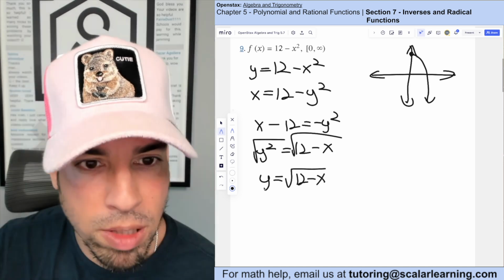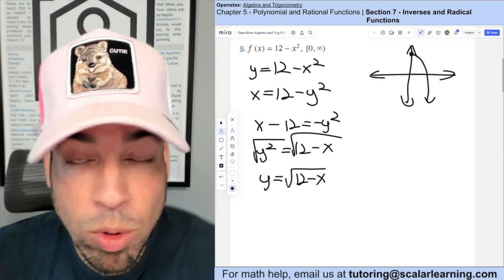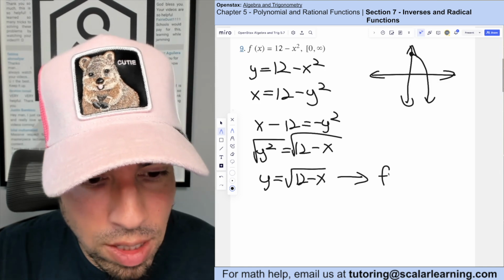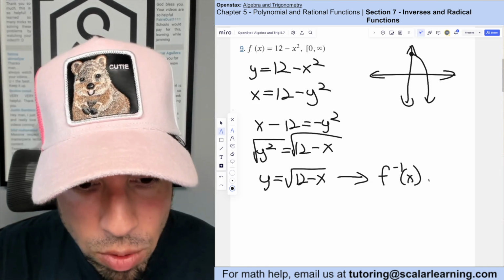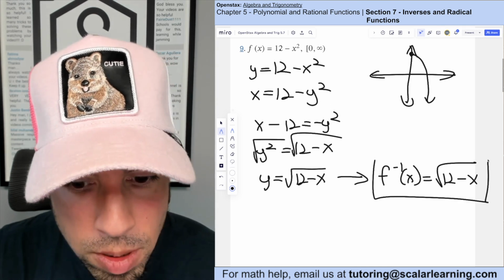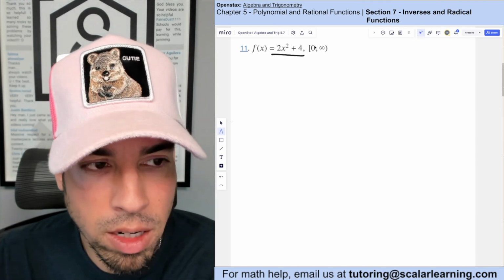Now, normally it'd be plus or minus, but because we've restricted the domain here, we don't have to, we're basically not including the negative side. So this is our final answer. So we can say f inverse of x, or f to the negative 1 of x, equals radical 12 minus x. Boom, done.